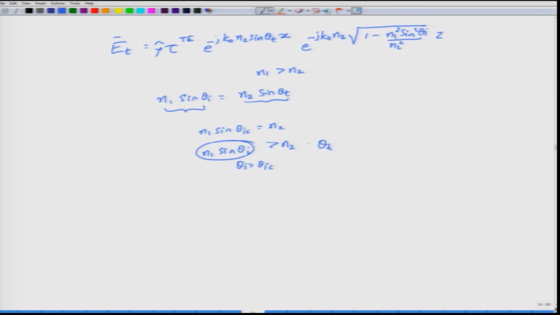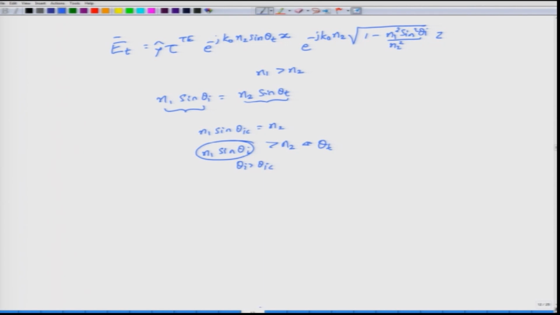So, no real value of theta_t can satisfy this requirement, and in that case total internal reflection takes place. Theta_t mathematically becomes greater than 90 degrees, and the wave reflects back into the first medium. This is what the total internal reflection phenomenon is.